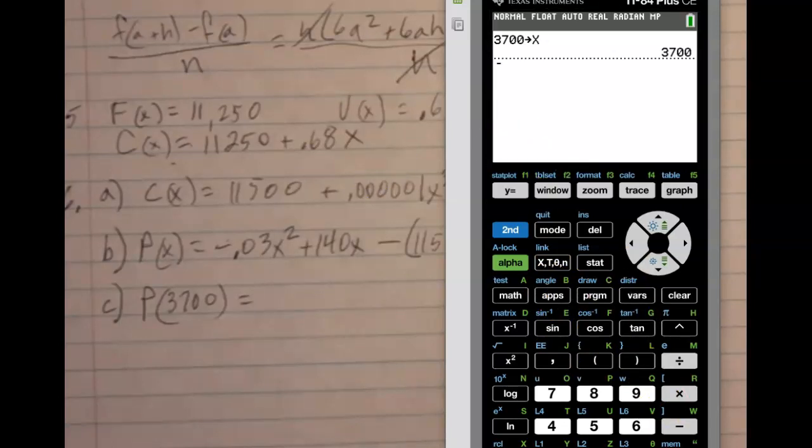So I'll put negative 0.03x squared plus 140x. I type in the whole equation that I had when I wrote it down in part B. I hit enter, and it's going to put the 3,700 in. And I get 96,947. Now I want to go back to my problem, and it says, what's the profit or loss? And it says X pagers per week in dollars is represented. So we definitely don't have any thousands that I have to deal with. So the answer here is just going to be 96,947 dollars.